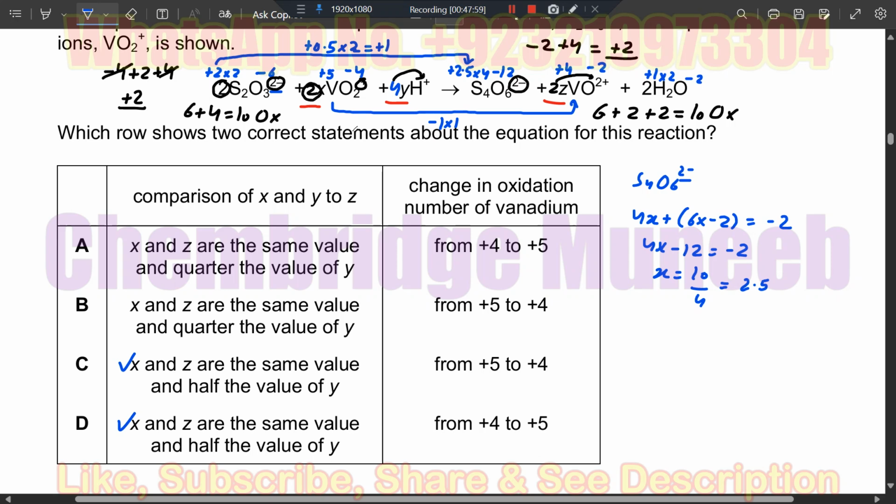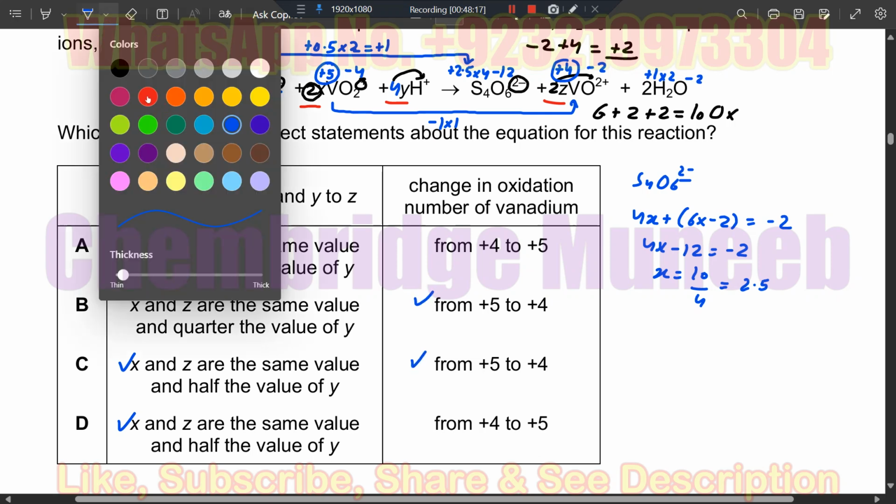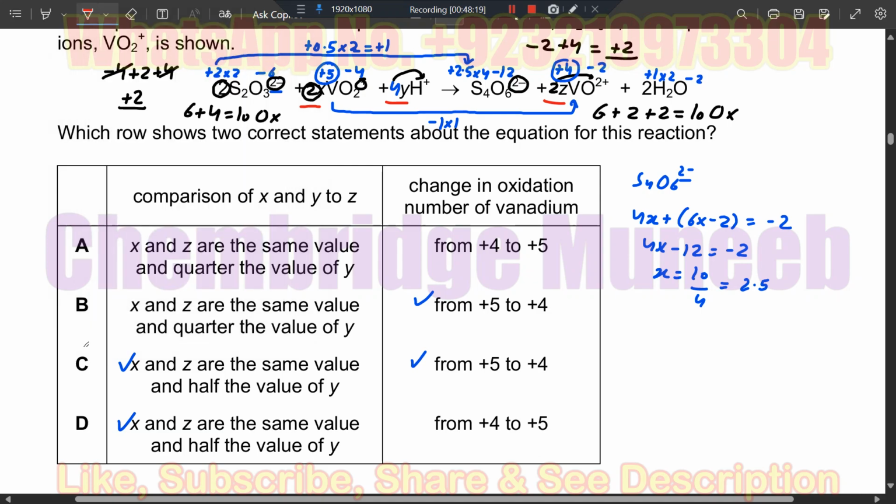So C and D are the right options because x and z are both the same but they are half of the y, which is 4. Now in the second column we check the change in the oxidation state of vanadium. So vanadium changes from plus 5 to plus 4. So plus 5 to plus 4 is the right option from this column. So the right option becomes option number C.